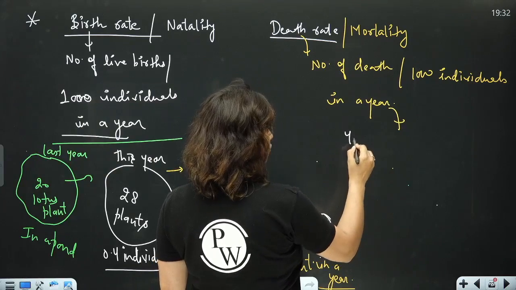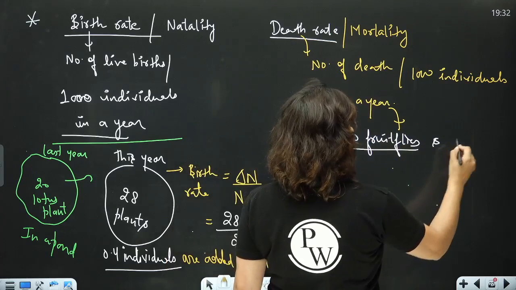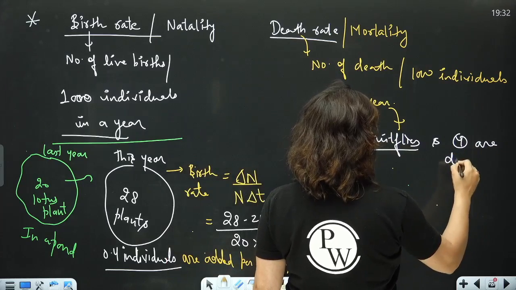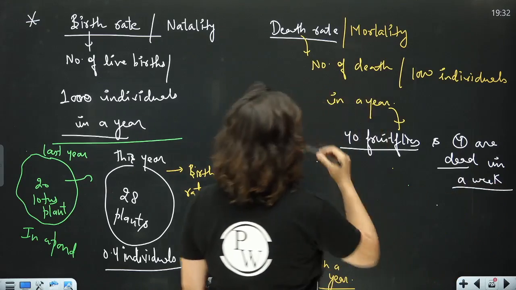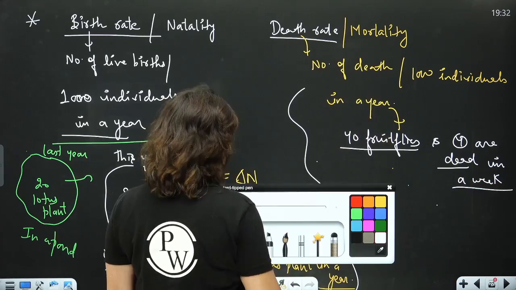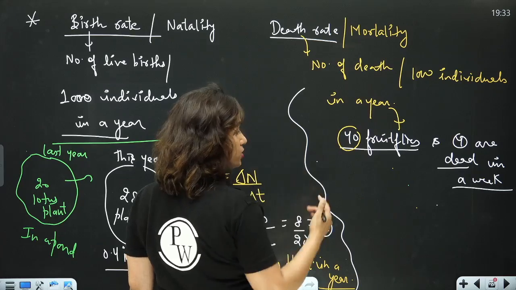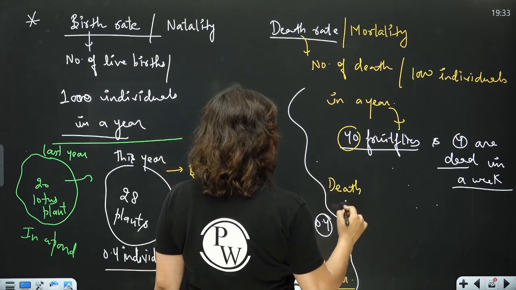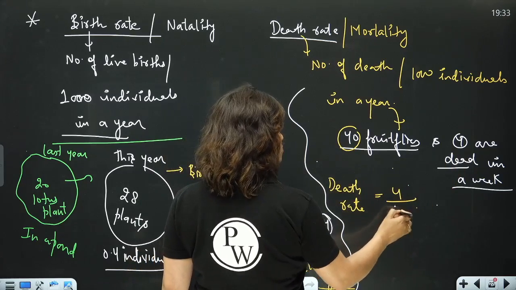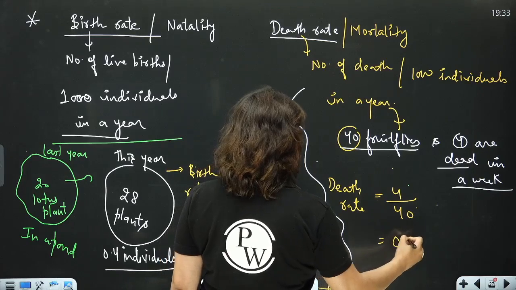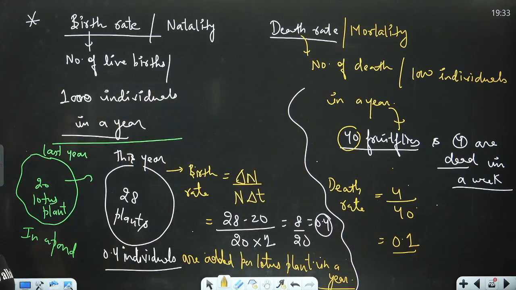In a lab there are 40 fruit flies, and 4 are dead in a time of 1 week. So in a time of 1 week, 4 fruit flies are dead, and the initial population size of the fruit flies was 40. So how will you calculate the death rate? You will calculate it as the number of deaths. How many deaths? 4. How many individuals were there? 40. So it will come out to be 0.1. So you will say that there are 0.1 deaths per individual in a week.